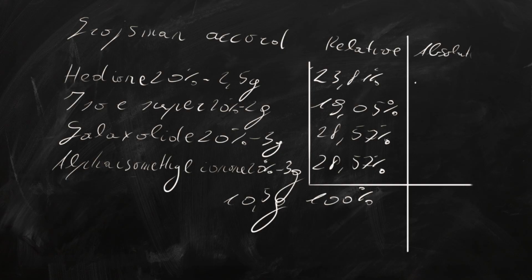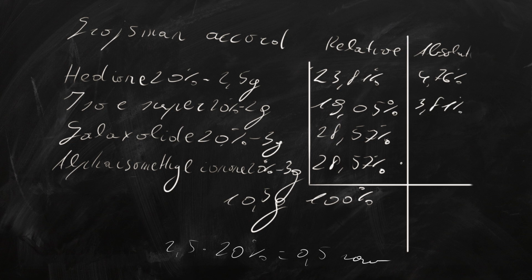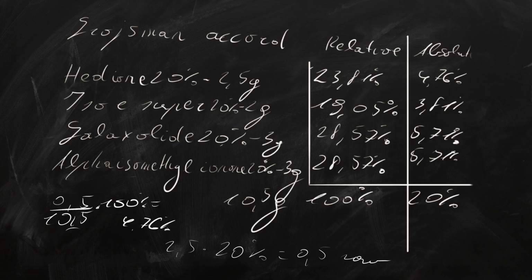And to calculate the amount, we'll soon go into dilutions. When we take 2.5 and we multiply by 20%, we'll get 0.5 grams of raw material. And 0.5 grams of 10.5 is 4.76%. But if we add all of the absolutes, we will get 20%. Because to calculate the absolutes, we'll take a simple formula. So we take 0.5 and we divide it by the whole sum. And then we multiply by 100%. We get our 4.76%.